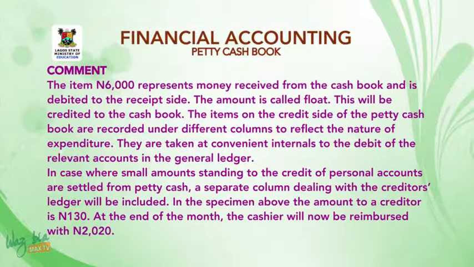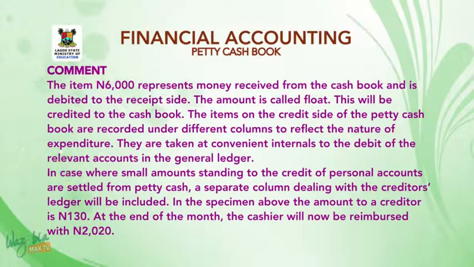Comments: the item 6,000 naira represents money received from the cash book, and is debited to the receipt side. The amount is called float. This will be credited to the cash book. The items on the credit side of the petty cash book are recorded under different columns to reflect the nature of expenditure. They are taken at convenient interval to the debit of the relevant accounts in the general ledger.